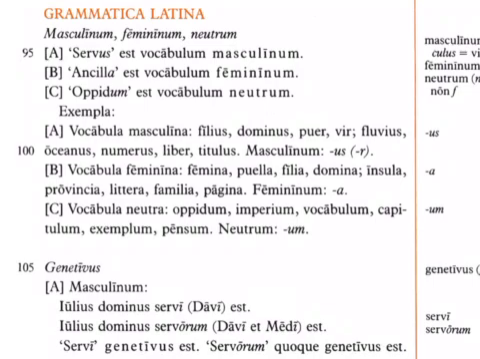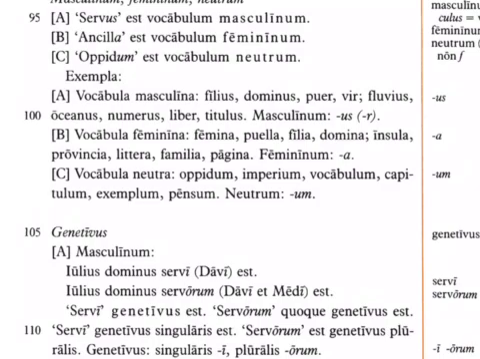Okay, example C. Vocabula neutra, neuter words. Notice here, as a reminder, neuter words in the plural end with a, whereas for feminine words a is the singular. So neutra vocabula, those are plural endings. Oppidum, imperium, vocabulum, capitulum, exemplum, pensum. Neutrum: um is the neuter ending for the singular. Oppidum means town, imperium is empire or command or power, vocabulum word, capitulum chapter, exemplum example, and pensum means task or exercise. In Latin it would be more like a task or a job for you to do, but they use it for exercises in the textbook and in the workbook that goes with your textbook.